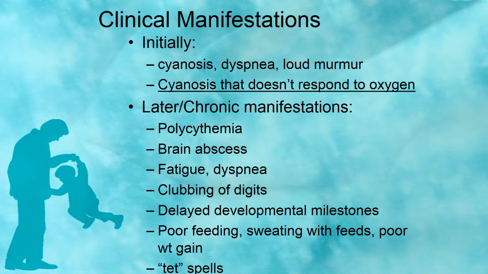So that's a bummer. Fatigue and dyspnea, yeah, not too surprising here. Clubbing of fingers and toes. This is due to the chronic hypoxia. Poor feeds, poor weight gain. Again, cardiac kids have an increased metabolic rate and they have a need for increased oxygen because of that.